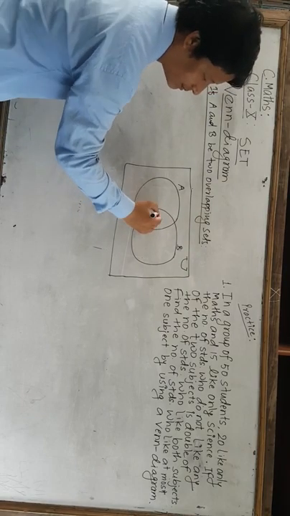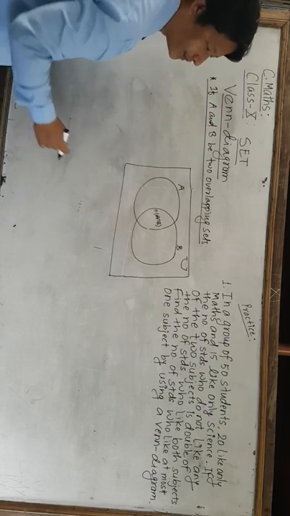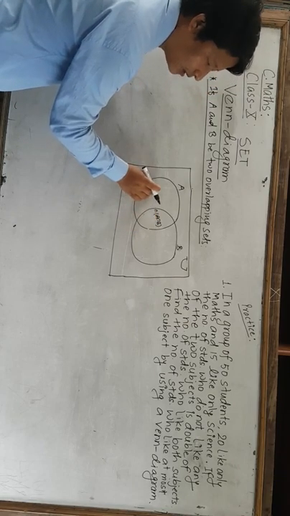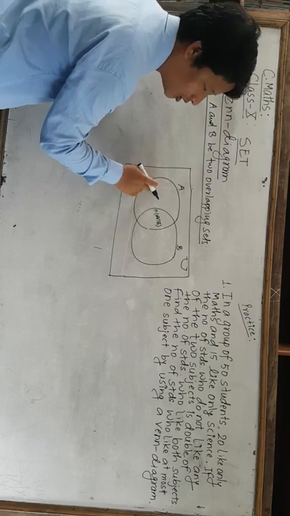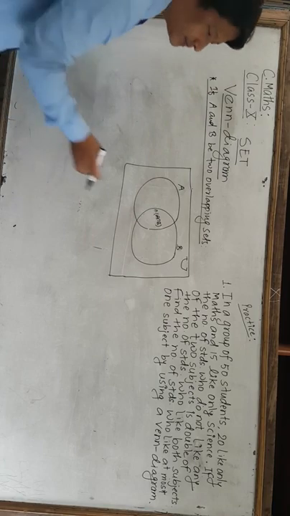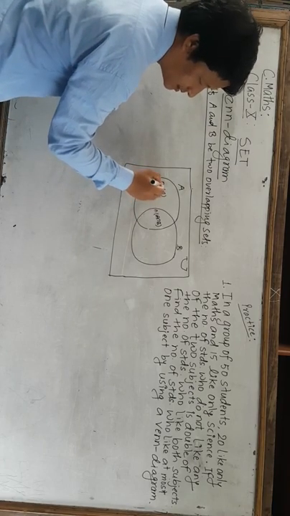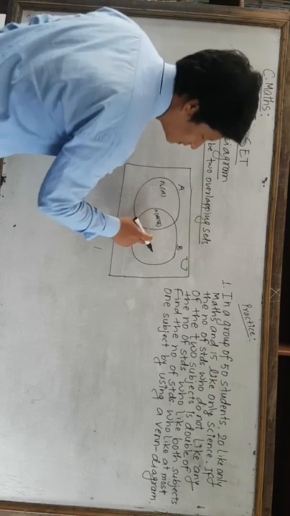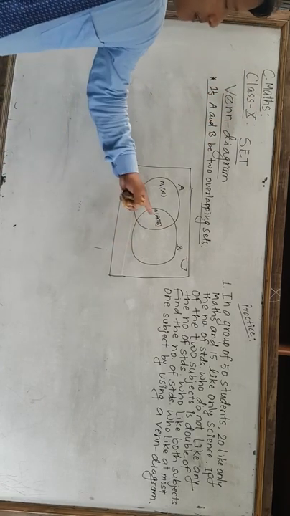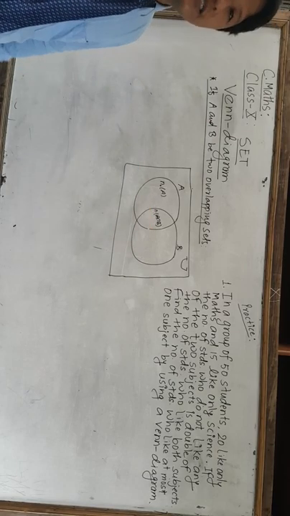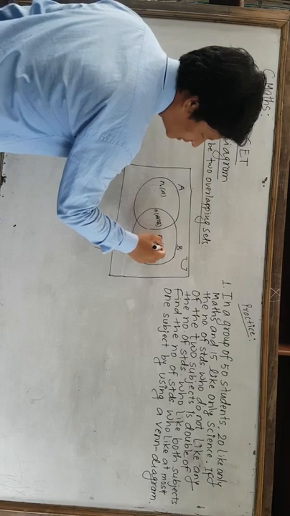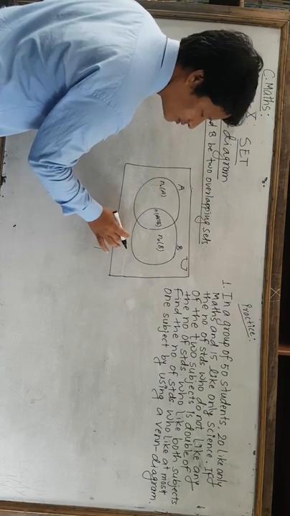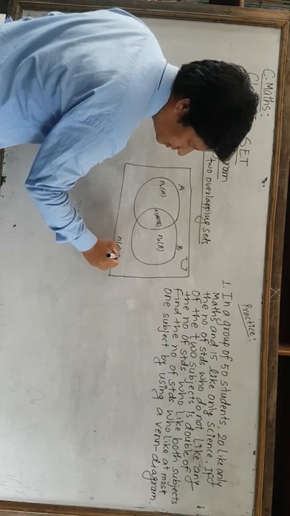The set notation of this common part is n(A intersection B). And this part, besides the common part, is called A only, because this part belongs to set A only, not set B. Its set notation is n(A only). The remaining part of B, besides the common part, is B only, so it is denoted by n(B only). And the remaining outer part is n((A union B) complement).